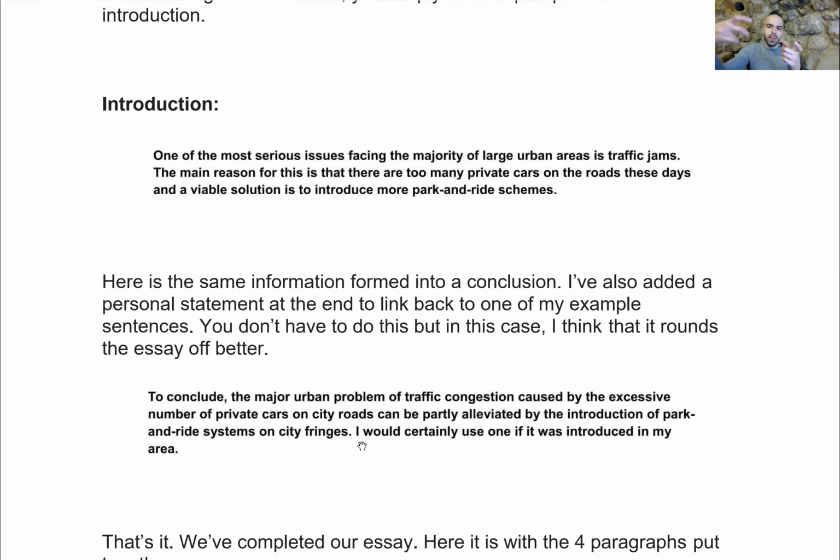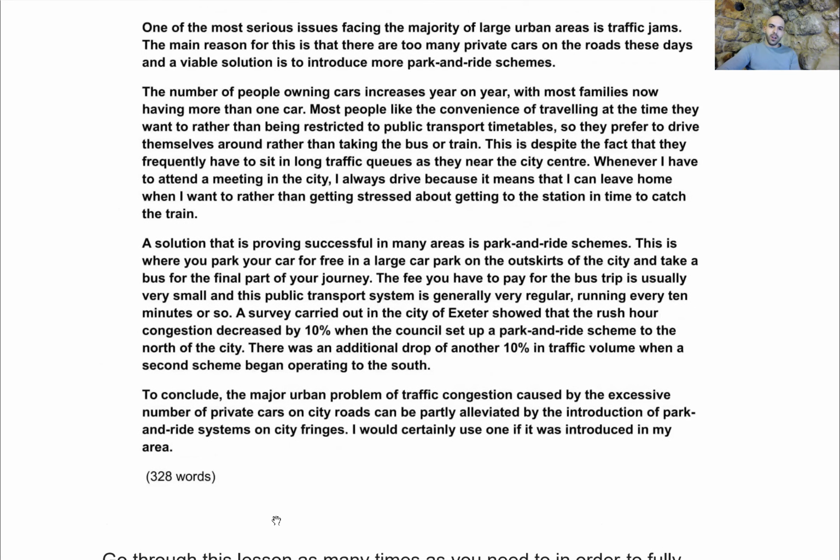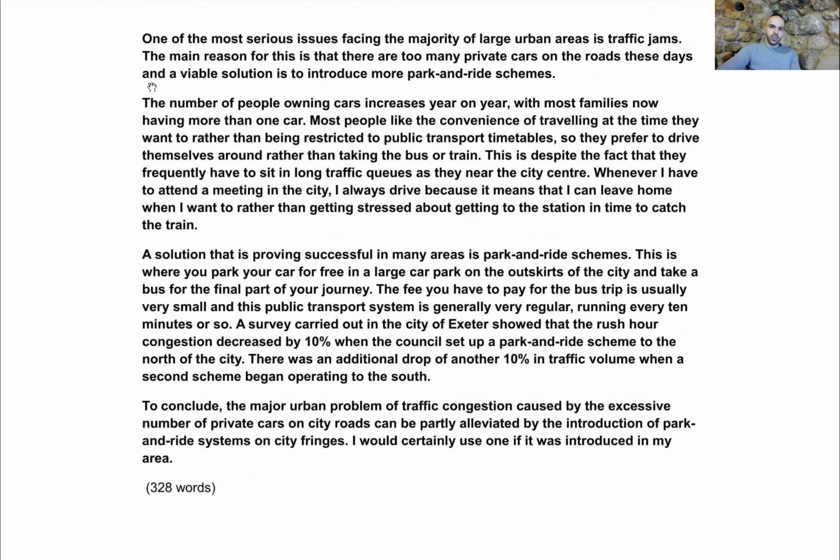Here it is with the four paragraphs put all together. So that's the essay here. So as you can see, that's the introduction. That's the main body paragraph one, which is the main cause. That's the main body paragraph two, which is the solution. And then we have the conclusion. And we have reached around 380 words, which is quite good, okay? Because you have to write at least 250 words. So you have to have a minimum of 250 words, okay?